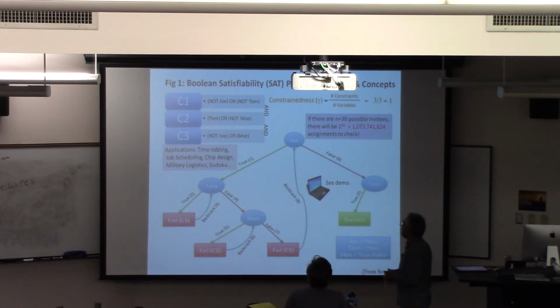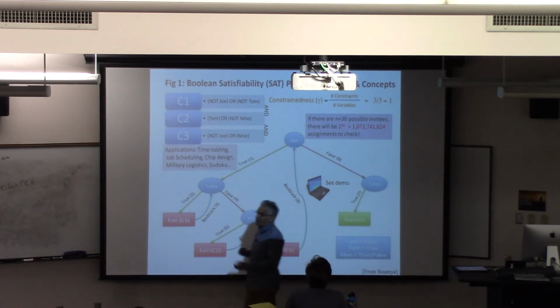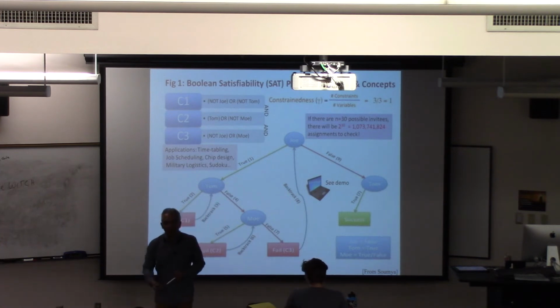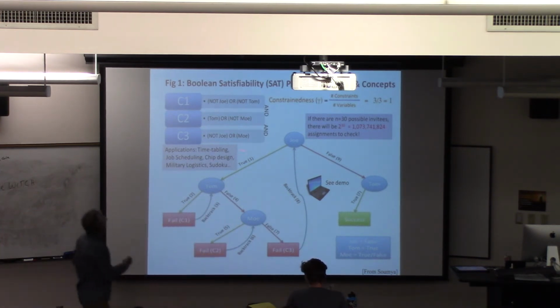In fact, I can think of this as I have friends who don't get along, and I'm trying to throw a party. Okay? And basically either I should not call Joe or I should not call Tom, because both of them are there, I'll have reasons. So these are my constraints on my party planning.